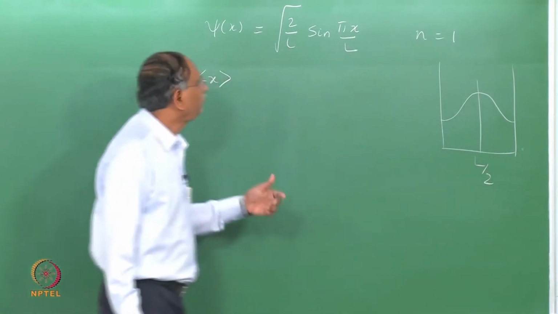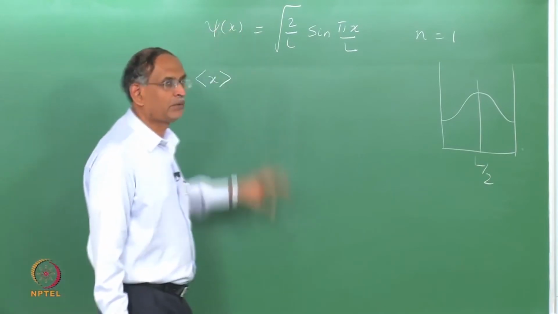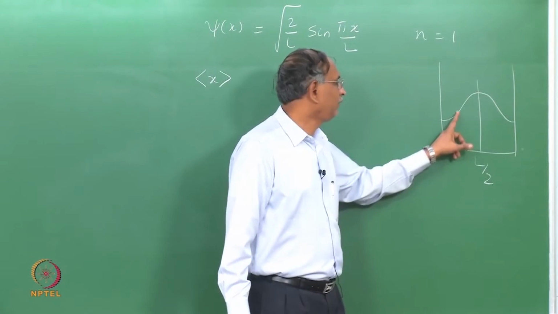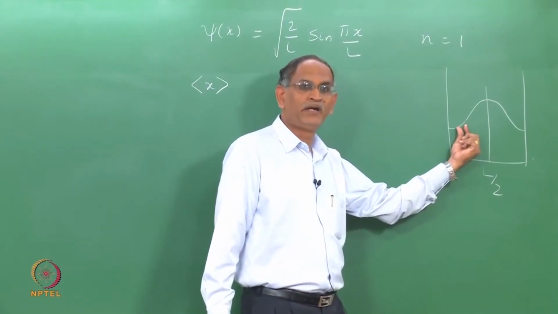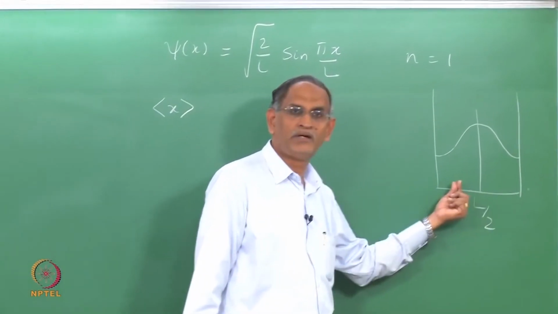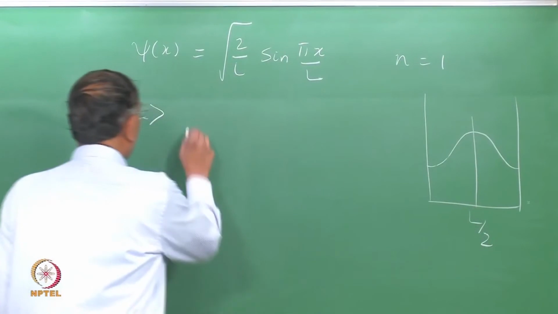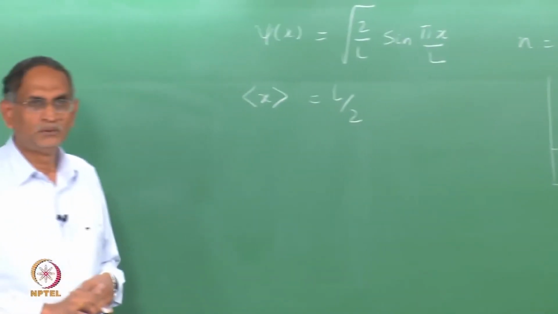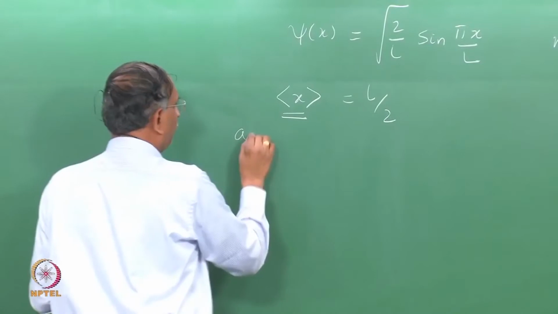Okay. It should be immediately clear that the average value for the particle position, given that these are the probabilities for the particle's position being here or here or here or here, by looking at this being a symmetrical graph, you can immediately say x should be L by 2. But that is also the expectation value, or the average value, as this is called.